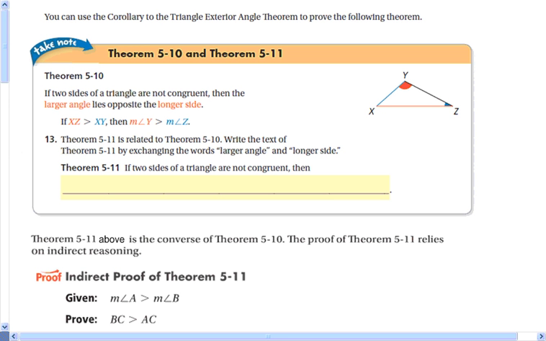All right, here's theorem 5-10, theorem 5-11. If two sides of a triangle are not congruent, then the larger angle lies opposite the longer side. And the related theorem to that is, if two angles of a triangle are not congruent, then the longer side lies opposite the larger angle.